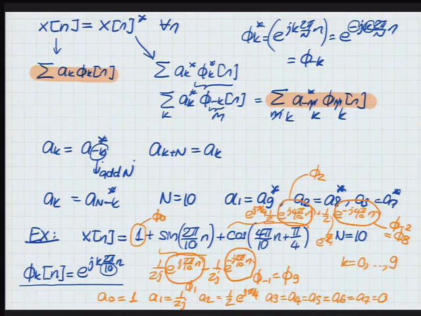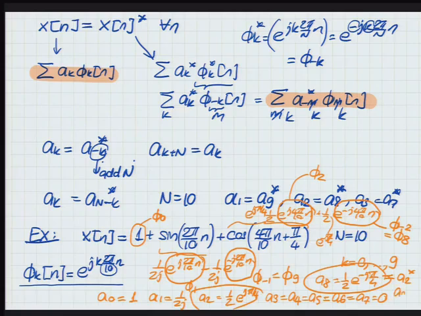Anyway, so the A0, A1 are here. A3, 4, 5, 6, 7 are 0. A8 is the coefficient here, which is 1/2 e to the negative j pi over 4. How does it compare to A2? Of course, it's the complex conjugate. And A9, I'm not even going to write it, it's going to be A1 complex conjugate. That is negative 1 over 2j.